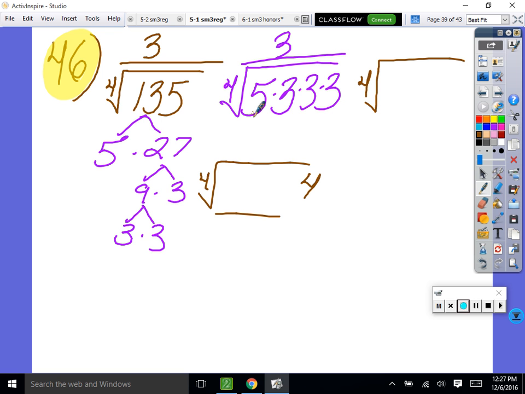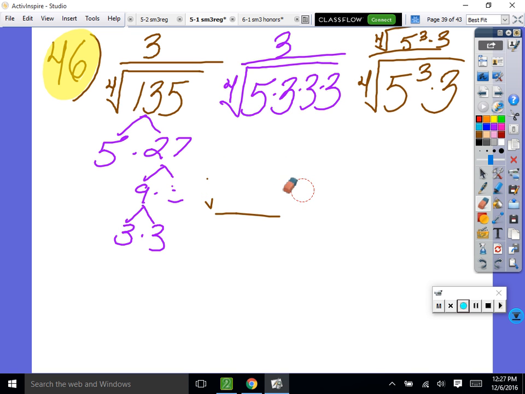How many more 5s do we need? 3 more. So can I go 5 cubed and not throw anybody off? Okay, we have 3 3s. How many more 3s do we need? 1. Now we'll do that same thing to the top. 4th root of 5 cubed times 3. So now we'll multiply straight across.